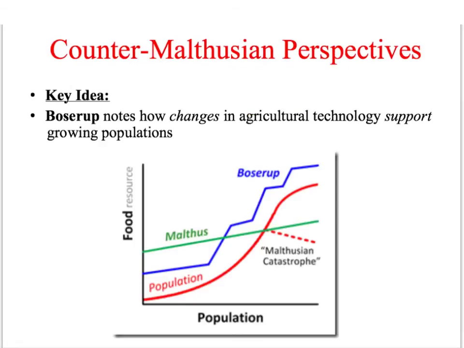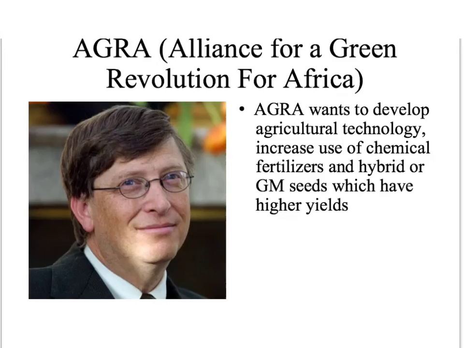So the important argument that Boserup is making is that the Malthusian perspectives are wrong because they ignore the innovations in food production techniques and new technologies. So from this perspective, the type of development work that the Bill and Melinda Gates Foundation are involved in, the development of agricultural technology in Africa to increase use of things like chemical fertilizers, and controversially also the use of genetically modified seeds, has the potential to dramatically increase the carrying capacity of the environment.